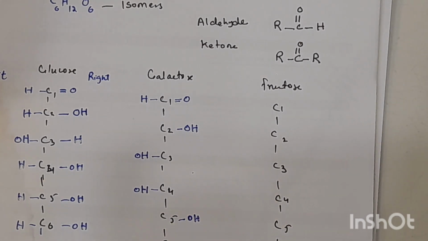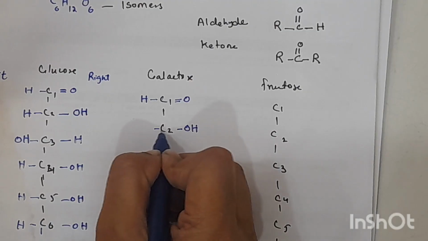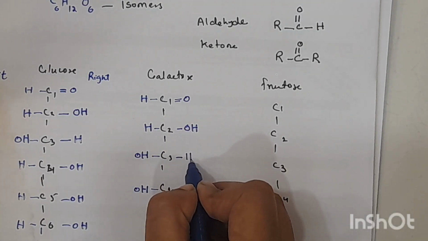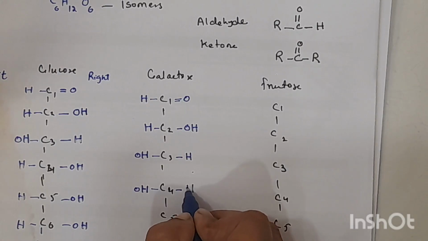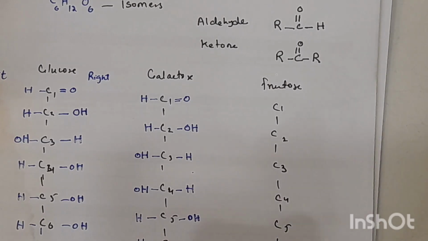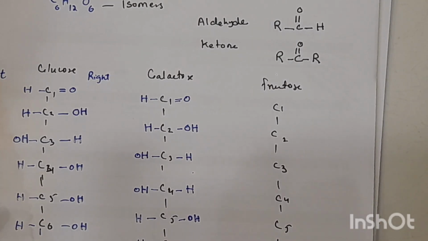Now we will add hydrogen atoms. For carbon number 2, hydrogen will be written here. For carbon number 3, hydrogen will be present here. For carbon number 4, here. For carbon number 5, here. For carbon number 6, one hydrogen will be here and one hydrogen will be here. This is the open structure for galactose.